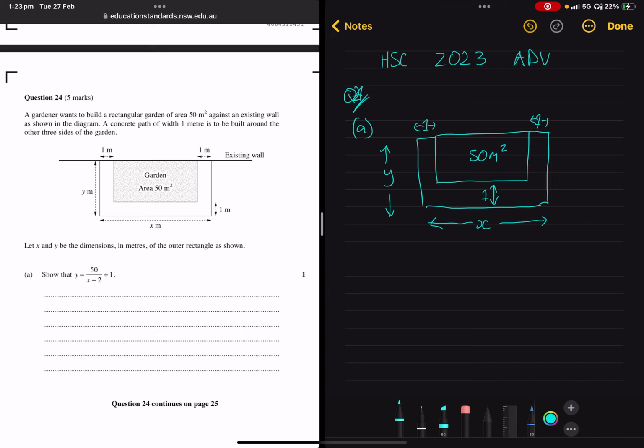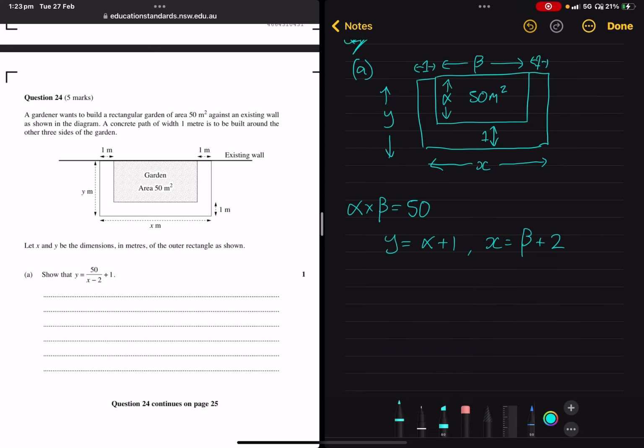Right, so we have a whole bunch of dimensions here that are useful in helping us calculate these values. The garden itself, let's say that it has particular dimensions. Let's call them alpha and beta, just for the purpose of demonstration. Let's say alpha is this length here, and beta is this length here. We know alpha times beta is 50, because that's the area of that small rectangle. But we also know that y is equal to alpha plus 1, and we also know that x is equal to beta plus 2.